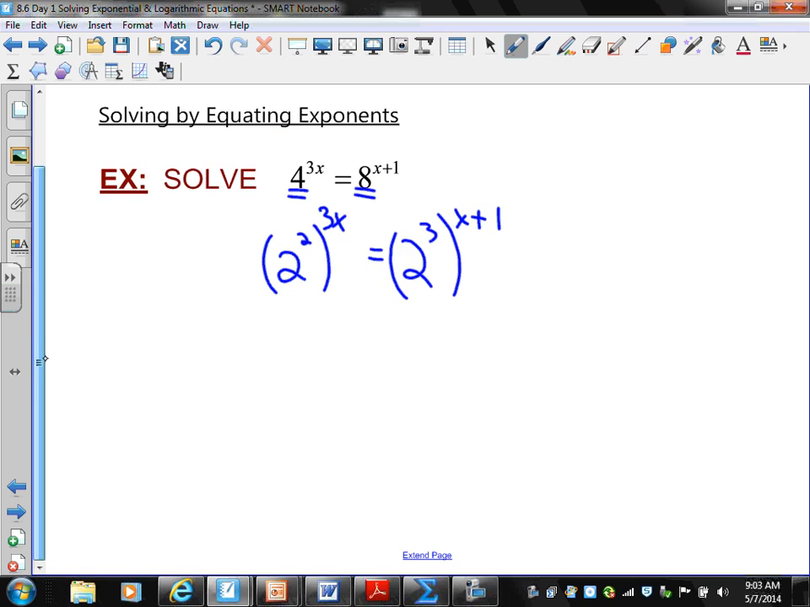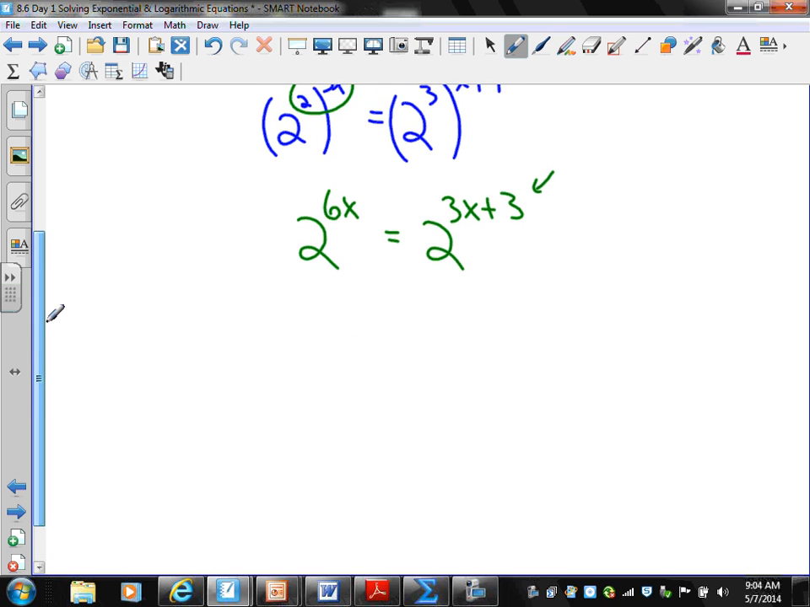Okay, so let me move this down a little bit. I'm going to use a power rule here. So this is going to be 2 to the 6x, because I multiply those exponents. And this is going to equal 2 to the 3x plus 3. Make sure you distribute that 3 properly to the x and to the 1. And now I have 2 to the 6x equals 2 to the 3x plus 3.